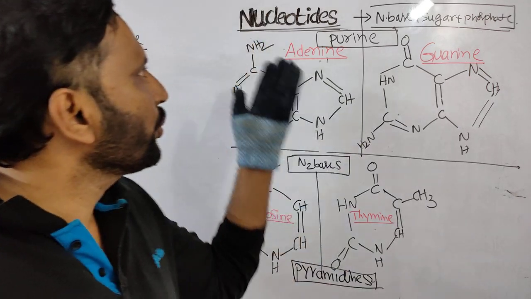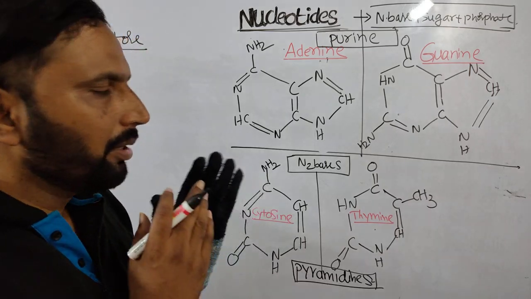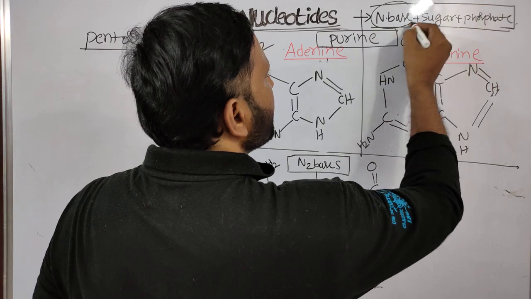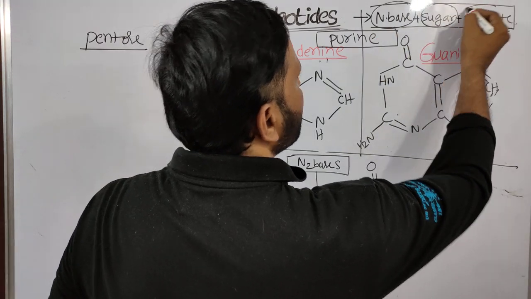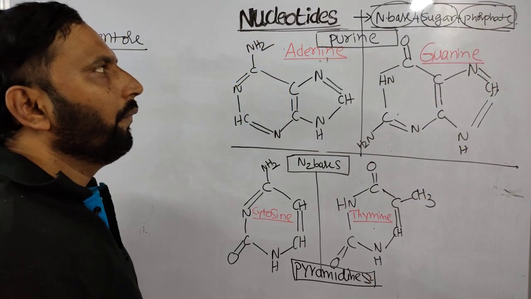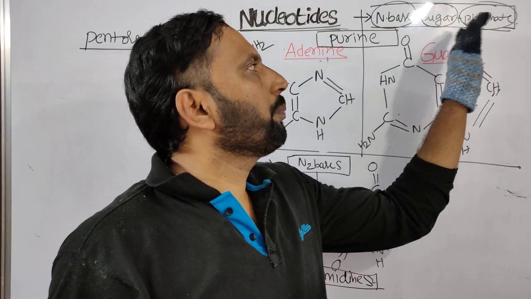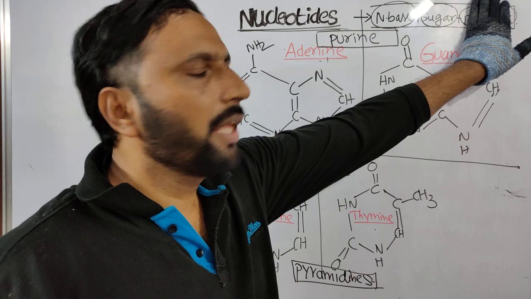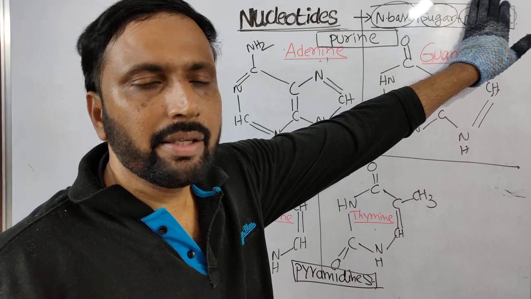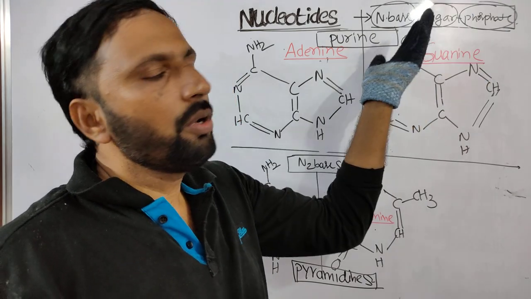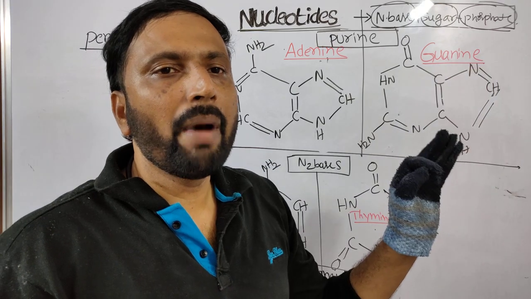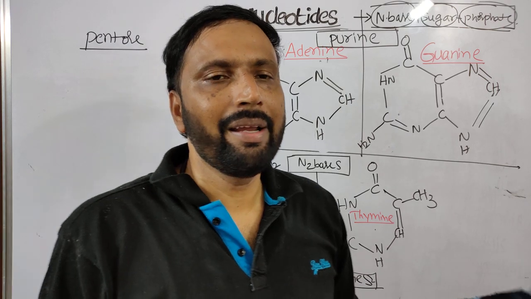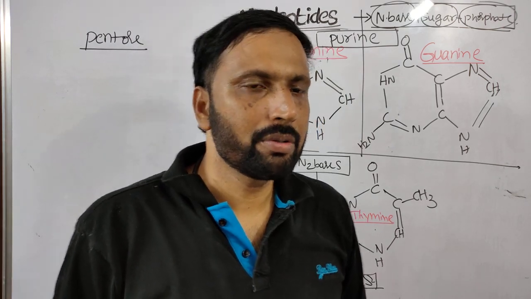Today, our topic is nucleotides. What is the meaning of nucleotide? Nucleotide means nitrogen base plus sugar plus phosphate. When the nitrogen base, sugar, and phosphate, all three, are present, then they are called nucleotides. If there is no phosphate, then that is called a nucleoside. Nucleotides or nucleosides are micromolecules, whereas nucleic acids like DNA and RNA are macromolecules.